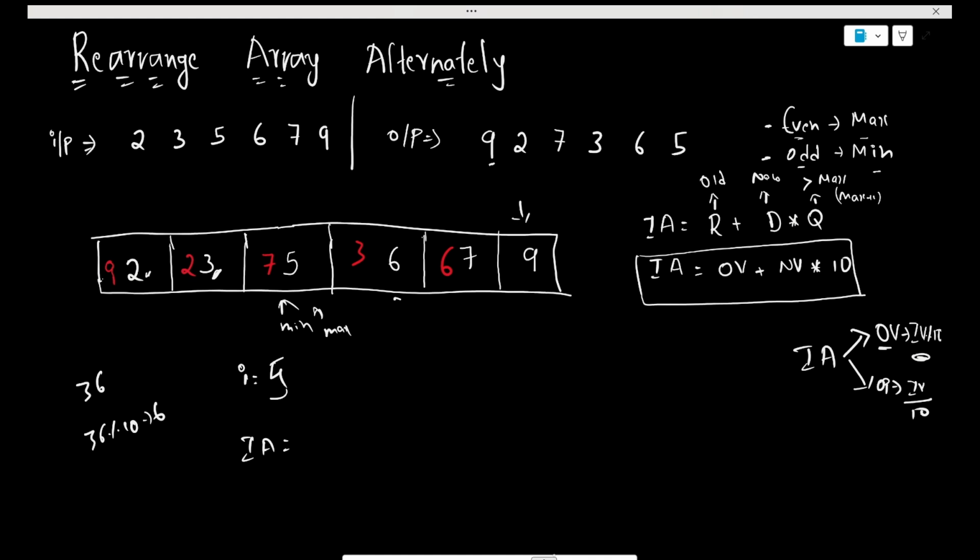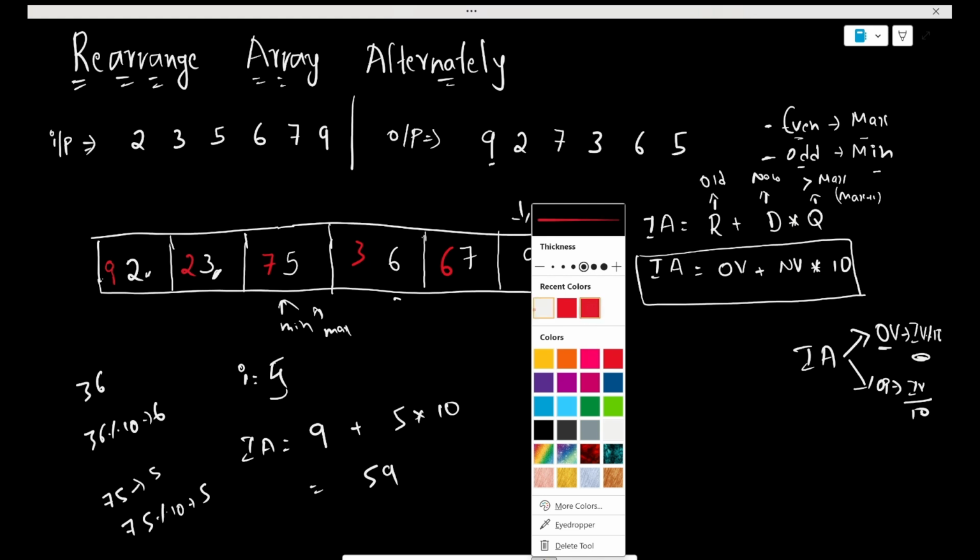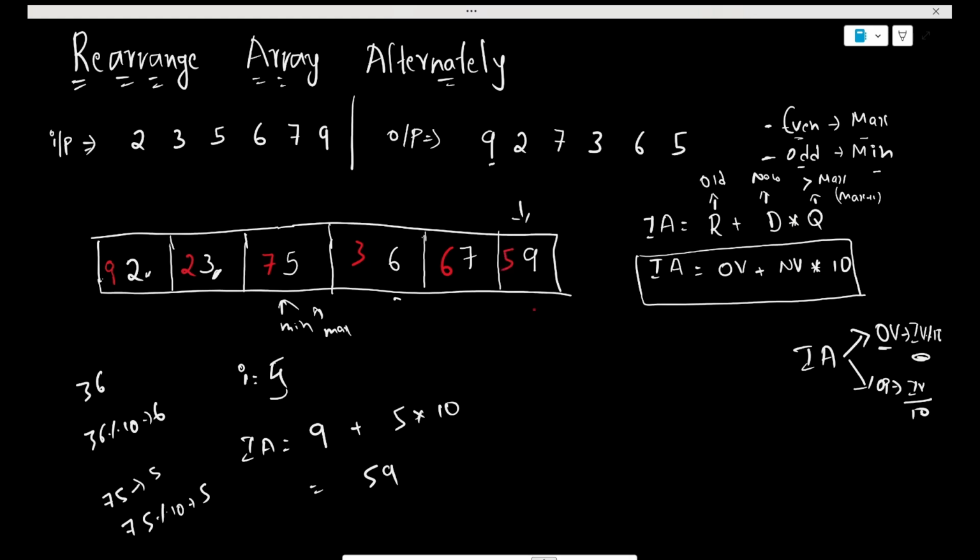Intermediate value is old value, which is 9, plus what's the new value? Here I is equal to 5. I is equal to 5 means that is an odd number. We have to take minimum. Here minimum is pointing to 75, which is the intermediate value, and we need the original value, which is 5. And we just do modulus of 10. We will be getting 5. So 5 into 10, that would be 50, plus 9, 59. So update this 59. That's it. I is completed. Everything is completed.